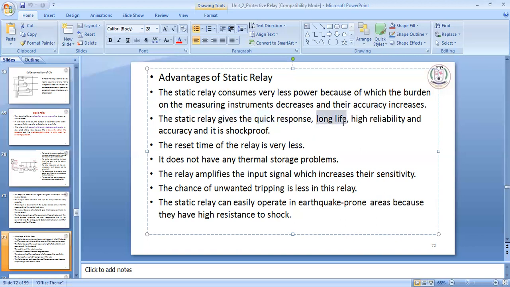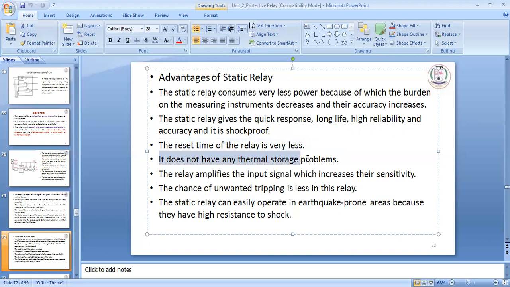And these are very simple components, so it will have long life, high reliability and be more accurate. And you can reset the relay immediately, in very little time. Because for on and off, if you give a gate signal, it will work. If you remove the gate signal, it will not work. So it depends upon that base signal or gate signal for its operating condition. So you can set or reset immediately. That is easy.